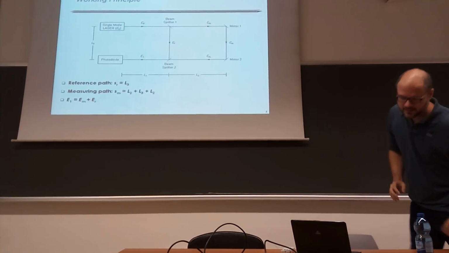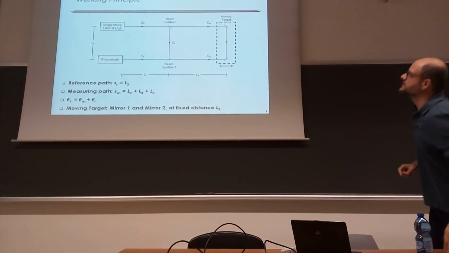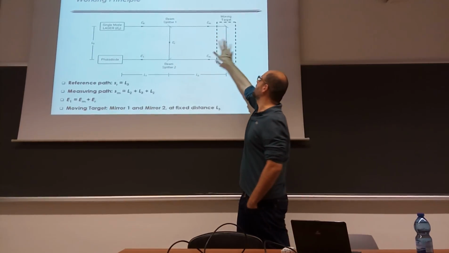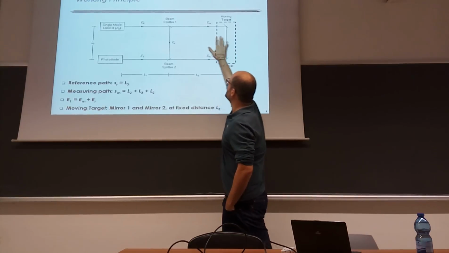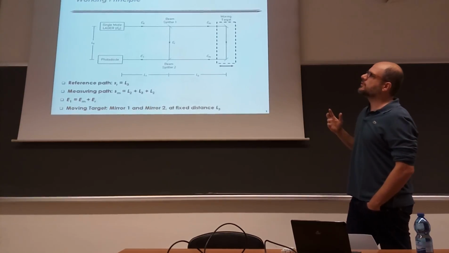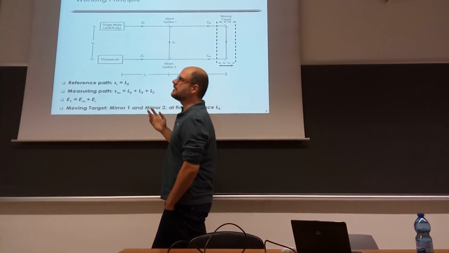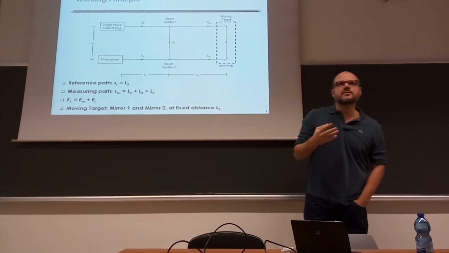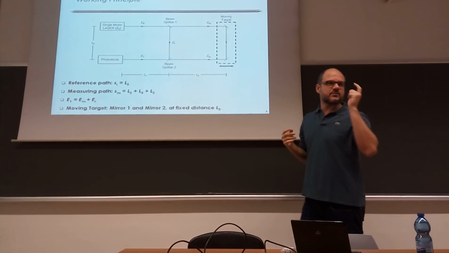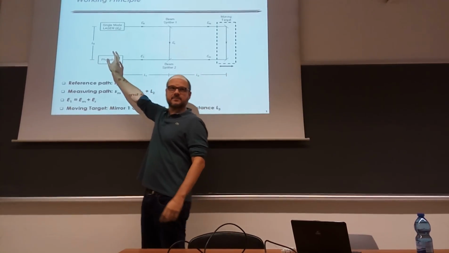So these are the bases. Now let's start to move something. Let's suppose that these two mirrors form an object or a target that can move in these directions. So what do you think happens here? If you look just at the electric field, you cannot see anything, because you cannot resolve optical phase differences with your eyes. Then you have to use a photodiode.